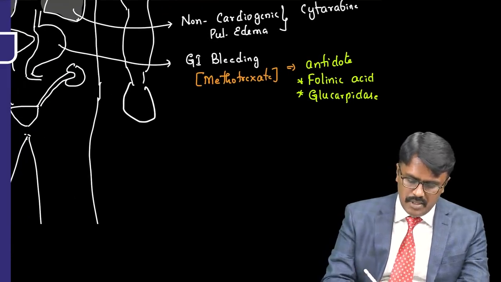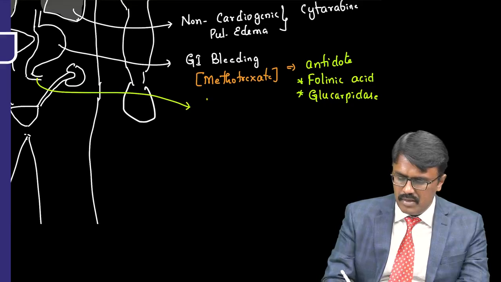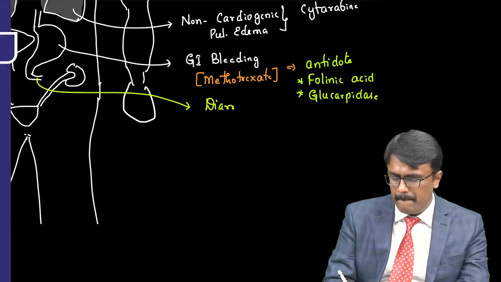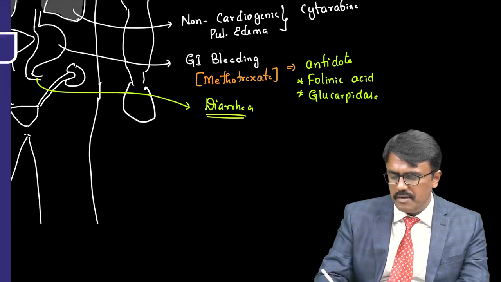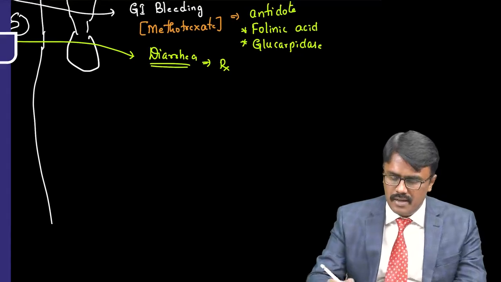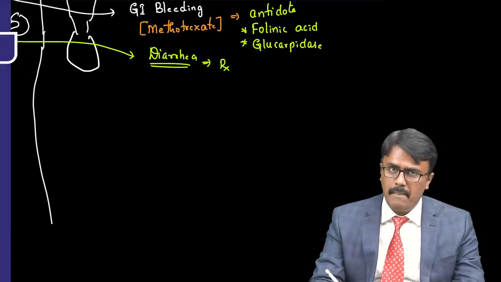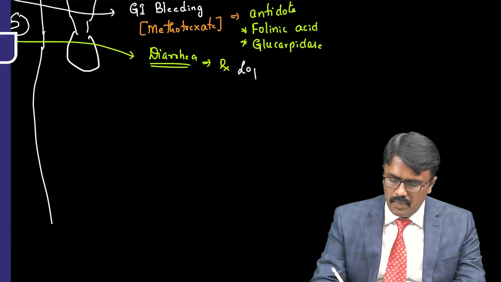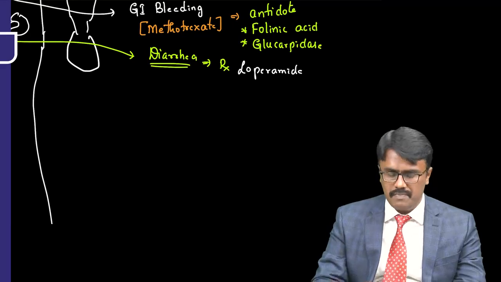Now, in the GIT, the patient may also develop a problem, that is diarrhea. Now, how do you manage diarrhea? The treatment for anti-cancer drug induced diarrhea is loperamide. So that question has also been asked.